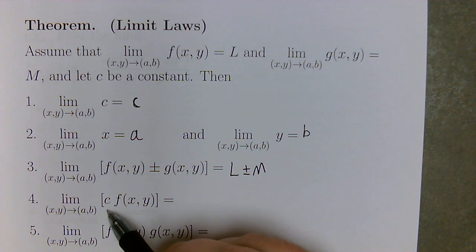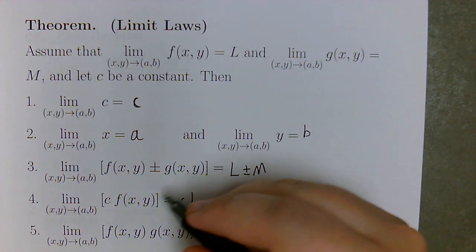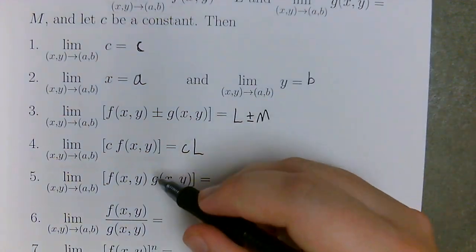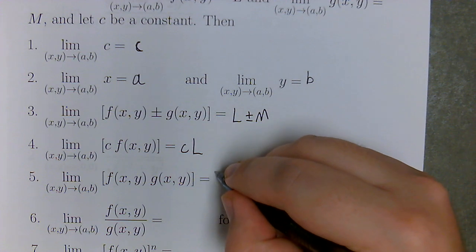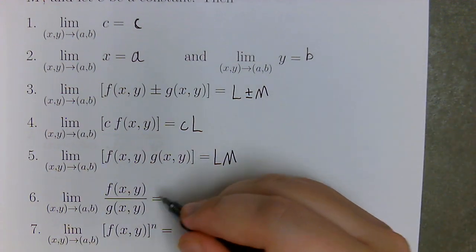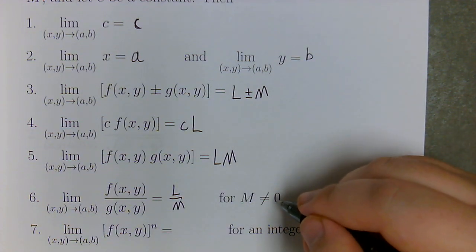If we have a constant, we can move the constant out of the limit, and then we get the constant times whatever the limit of the function went to on its own. All right, we can split limits over products just as we could in Calc 1, so we have L times M. And then we could also split them over division, L over M, although we need to note that M shouldn't be equal to 0.